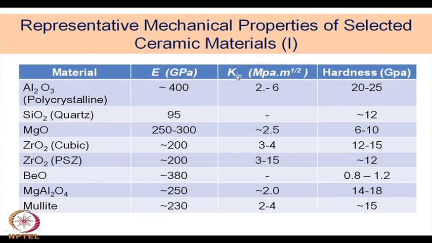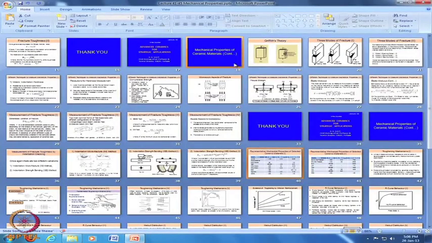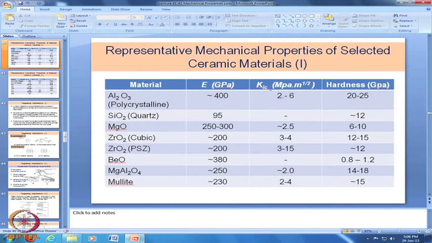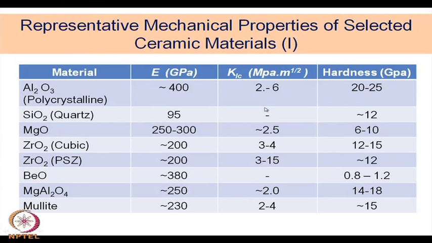KIC, this should be capital I. One minute, I will just correct it here. Right. So, this is the KIC value of about 2 to 6, normal Al2O3. Hardness is about 20 to 25 GPa.